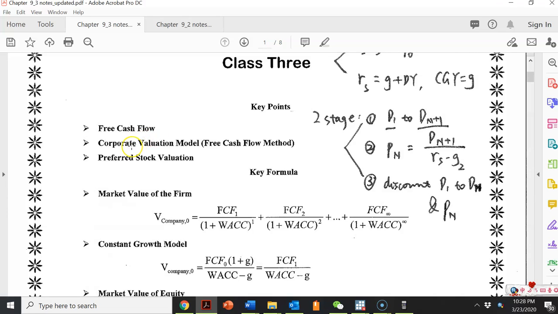The dividend discount model and the corporate valuation model are both for evaluating the stock price of common stocks. At the end of this lecture, we're going to talk about how to evaluate preferred stock, which is a little bit different from common stock, and its characteristics are in between bond and common stock.